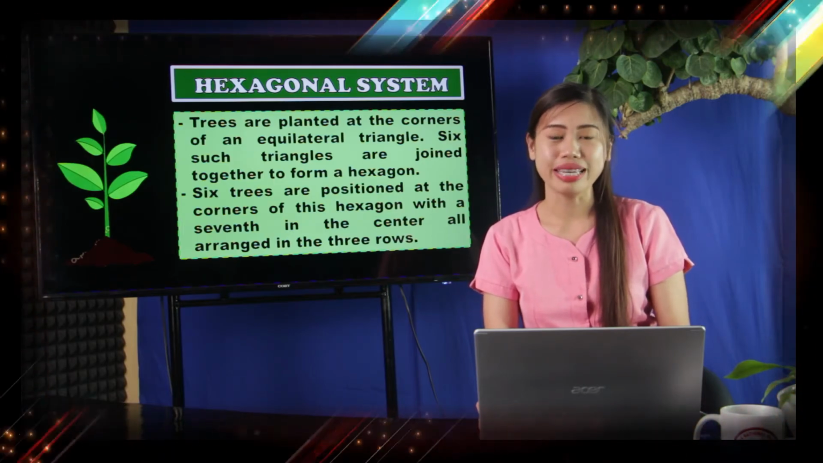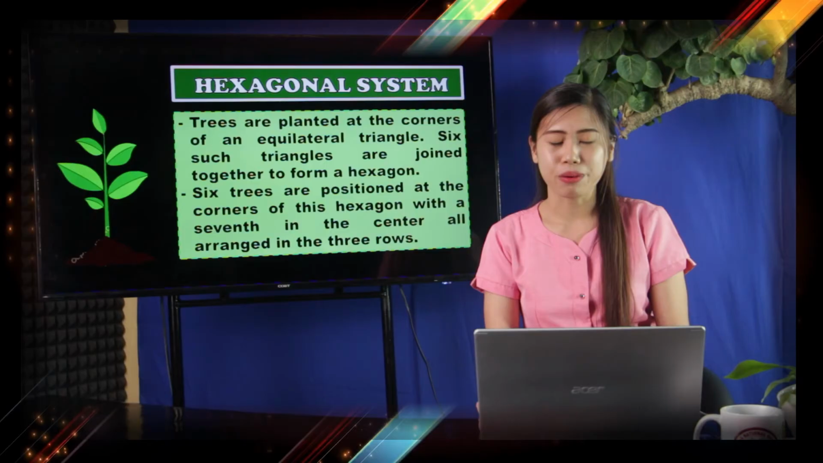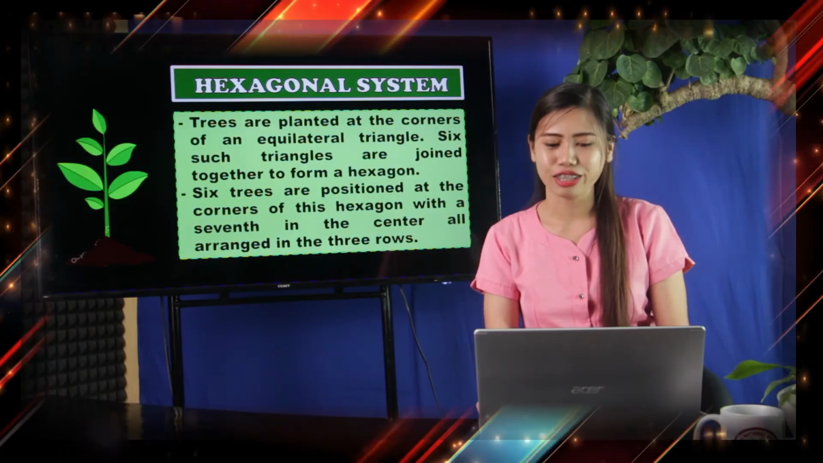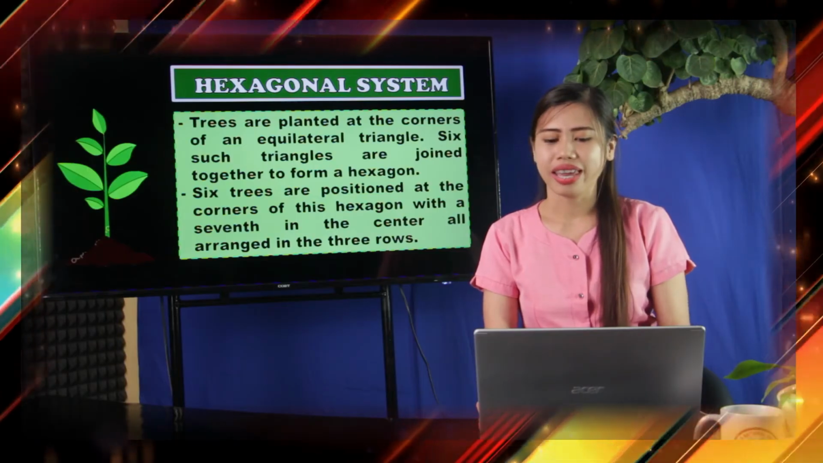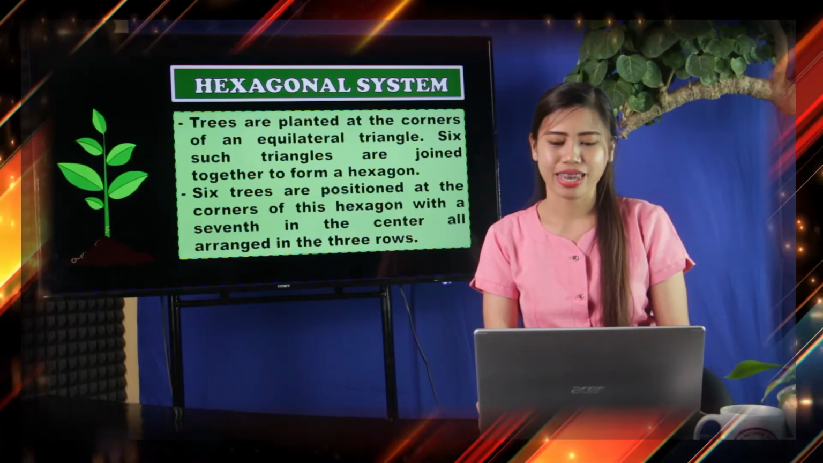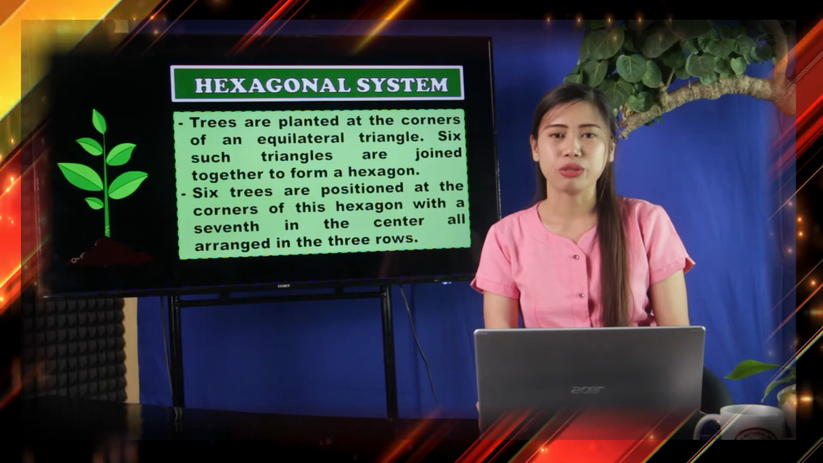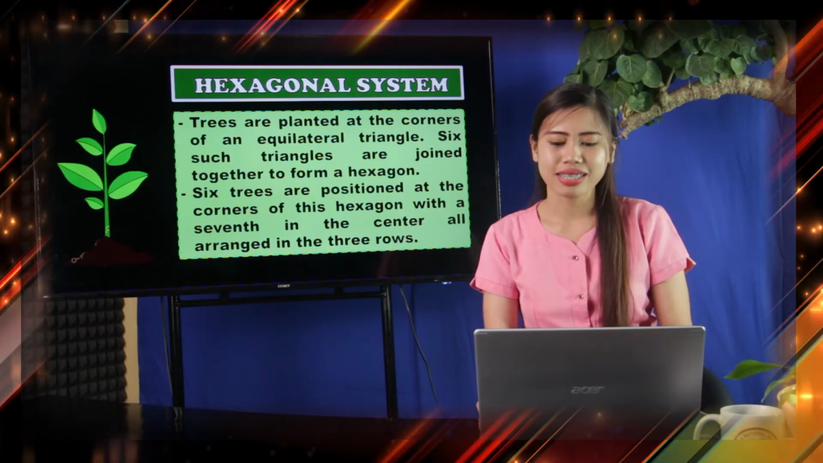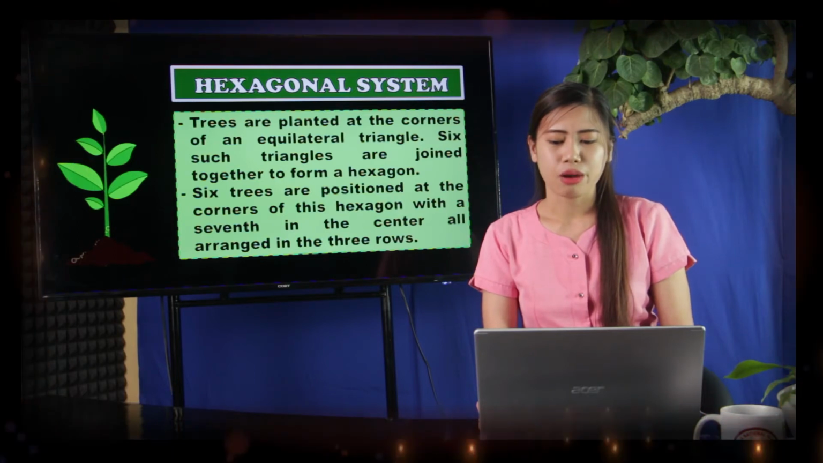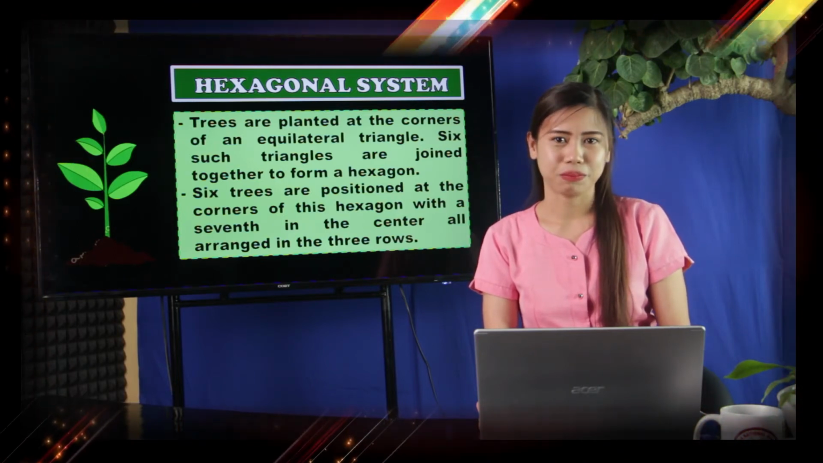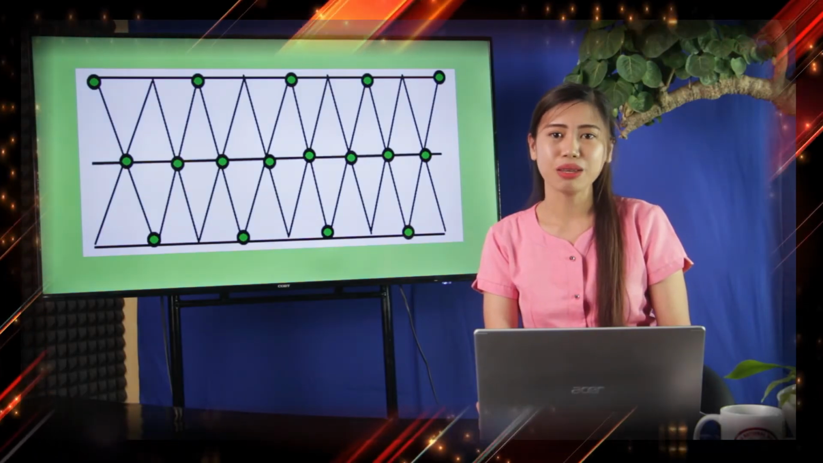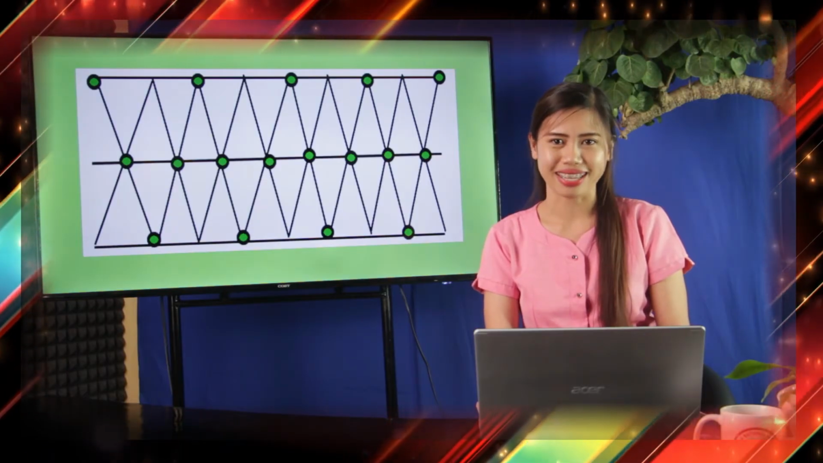So 6 trees are positioned at the corners of this hexagon with a 7th in the center, all arranged in 3 rows. However, the distance between a tree and the other trees in the 6 directions remains the same. So this is what a hexagonal planting system looks like.